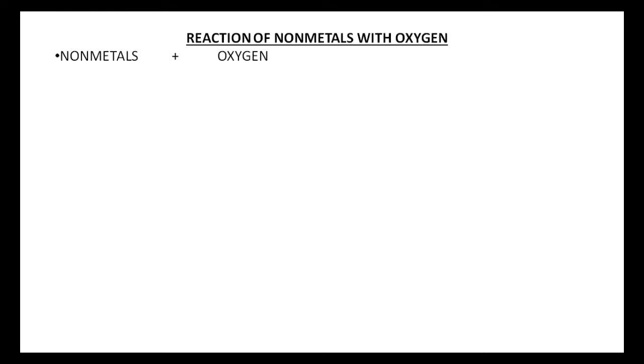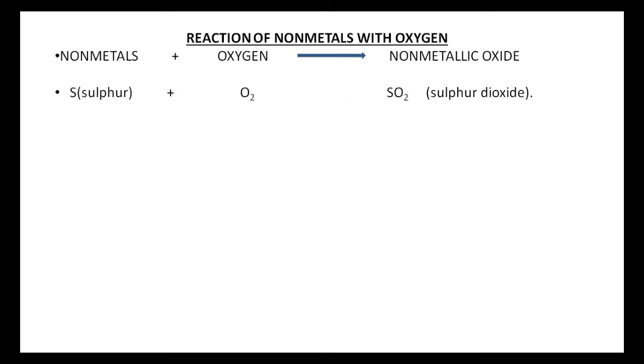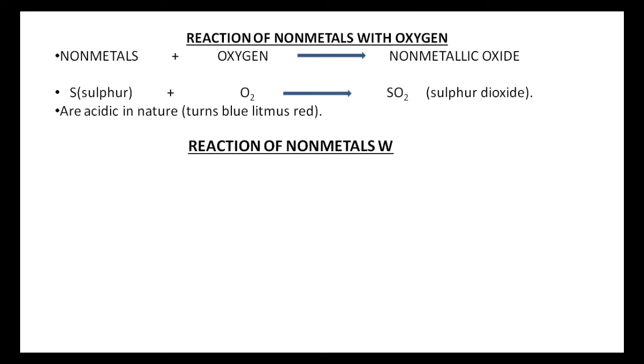Reaction of nonmetals with oxygen. When nonmetals react with oxygen, they form nonmetallic oxide. When sulfur reacts with oxygen, it forms sulfur dioxide. All non-metallic oxides are acidic in nature, as they turn blue litmus to red.